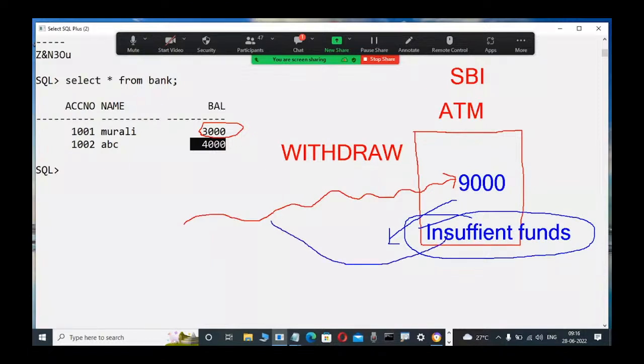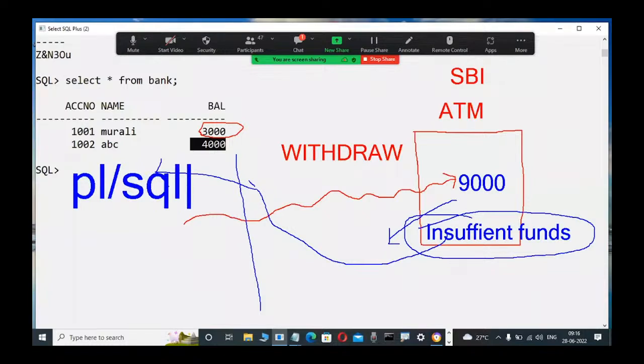Suppose an Oracle programmer is writing code: if the user entered amount is more than the available balance, then the message insufficient funds is written. Then only that code is executed. That's why an Oracle programmer writes code with if conditions, same like C, C++, Java languages, with if conditions and loops. There is a procedural language concept, PLSQL; through SQL alone it is not possible because there are conditions, same like programming.